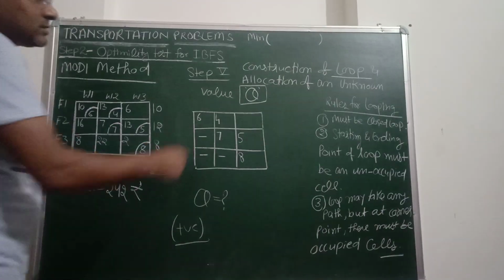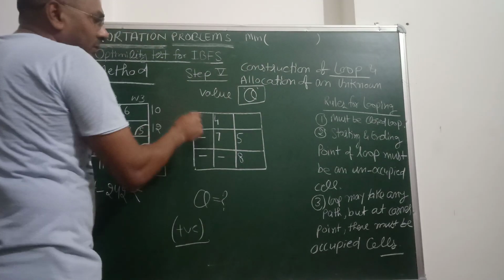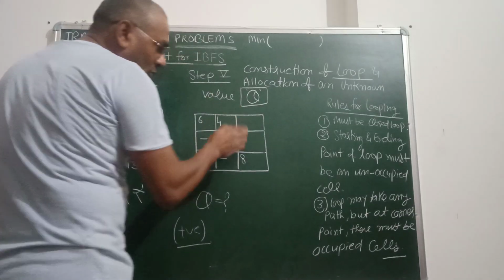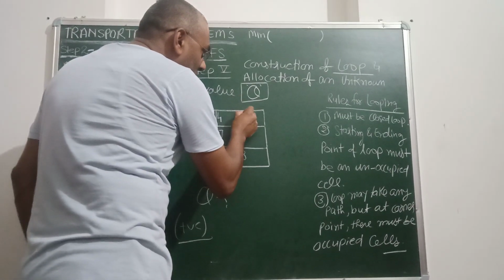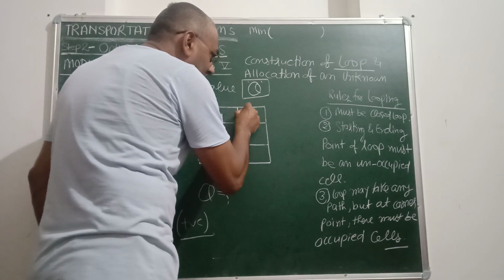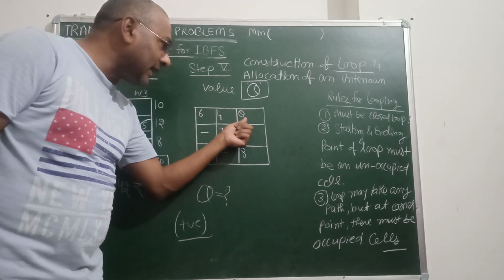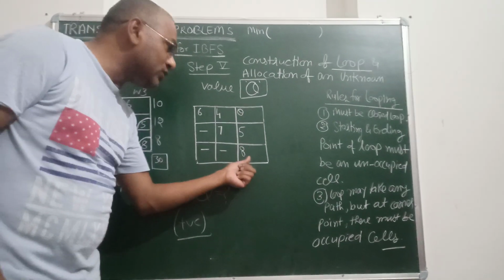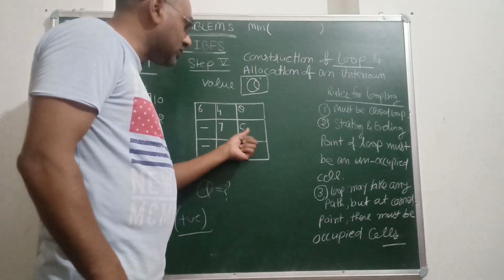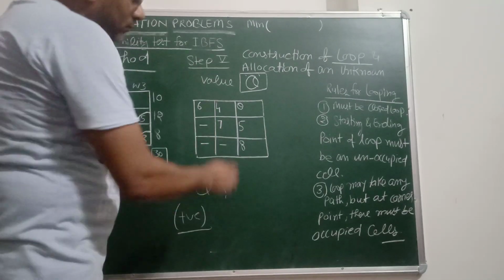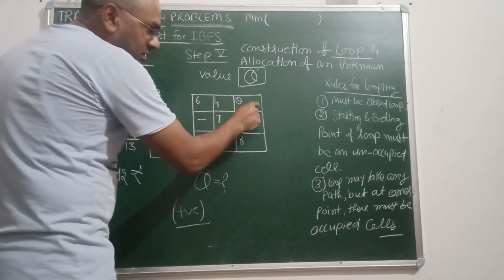As we saw in the previous step, this is the entering basis. So let us enter an unknown value theta here. If you provide any value theta here, then the total will change, so you have to subtract a value from the other cells of the loop.